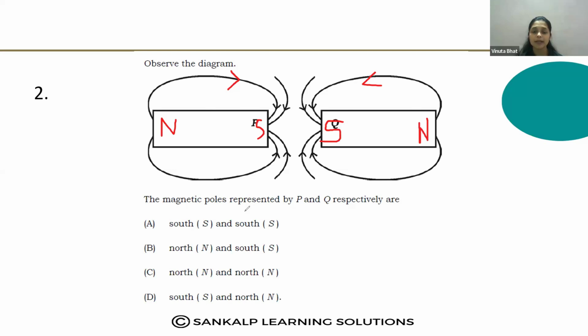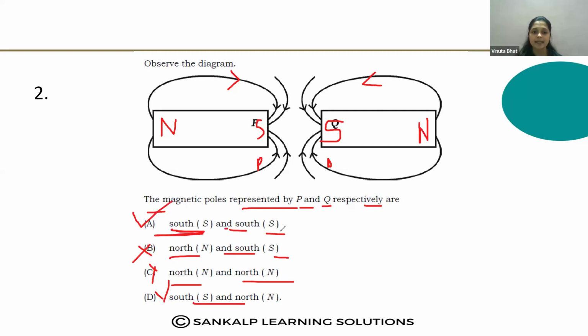The magnetic poles represented by P and Q respectively are: south S and south S; north N and south S, that is not correct; north N and north N, that is also not correct; south S and north N. So the correct answer is south S and south S. Option A is the correct answer, that is south S and south S.